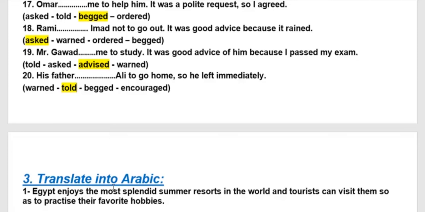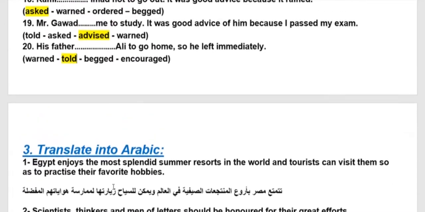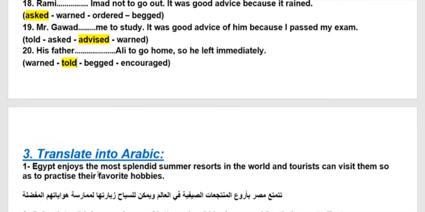Can you try now to translate it? Okay, let's see it. Egypt enjoys the most splendid summer resorts in the world. تتمتع مصر بأروع المنتجعات الصيفية في العالم. ويمكن للسياح زيارتها لممارسة هواياتهم المفضلة. Okay.